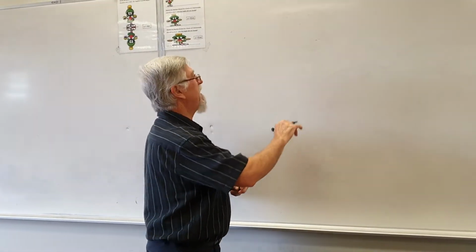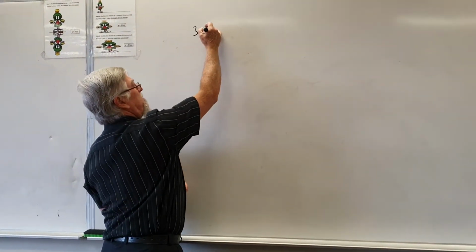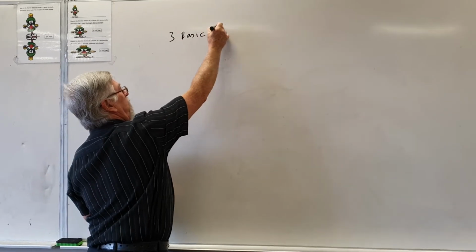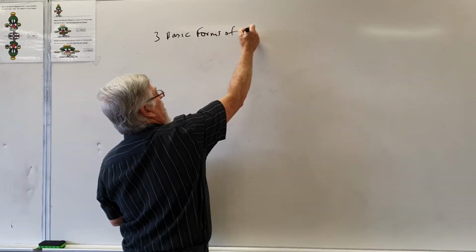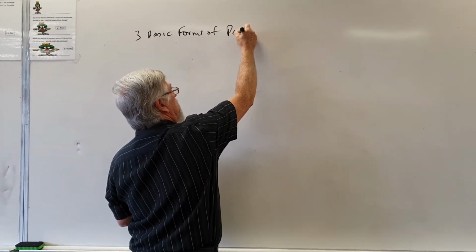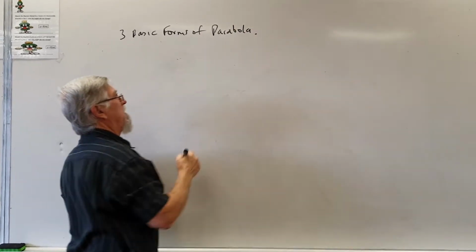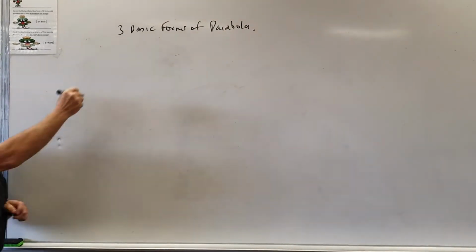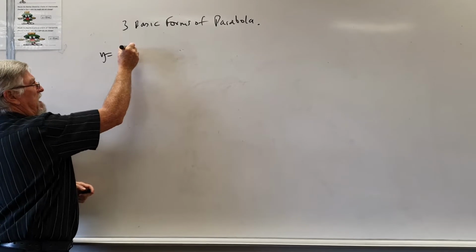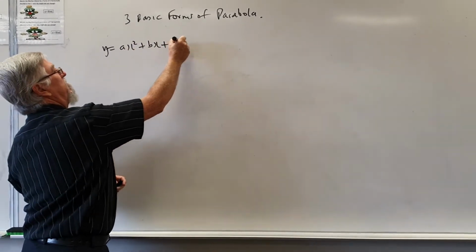Hi everyone, here we go, different types of parabolas. There are three basic forms of how we write a parabola. It's not the parabolas themselves, it's how we write a parabola. First one is the obvious one, ax squared plus bx plus c.